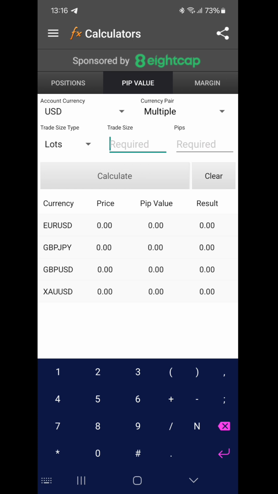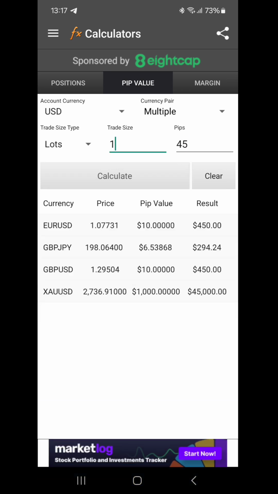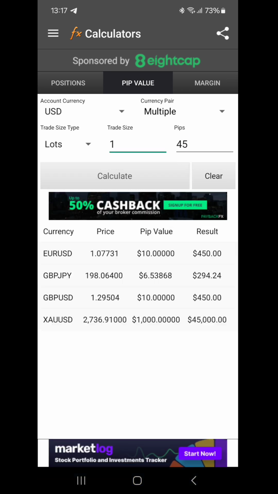So I come to trade size, which is basically the lot size, and then we have how many pips. I told you around 40, or let's say 45. So I calculate. You see them here. So we have the price where you entered, the pip value, how much one pip is costing, and then the actual result, which is down here. So for Euro USD, you see the 450. You see again the pounds USD, you see 450.